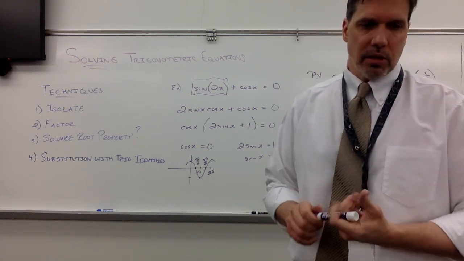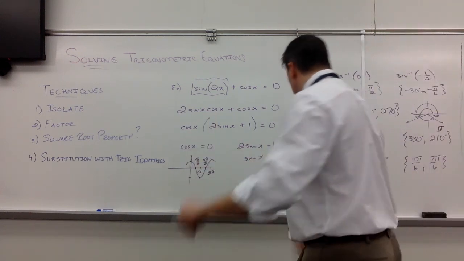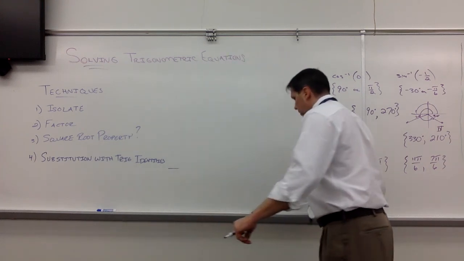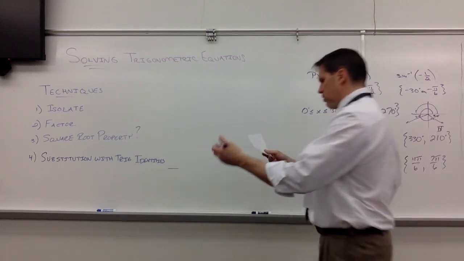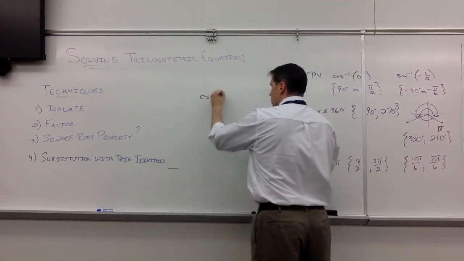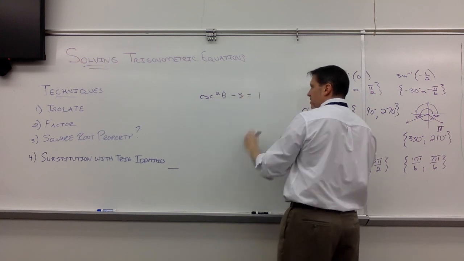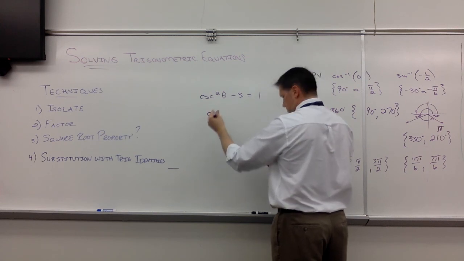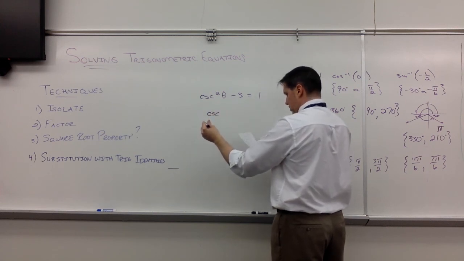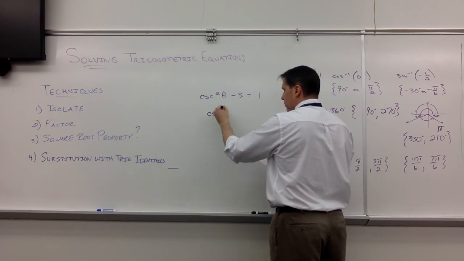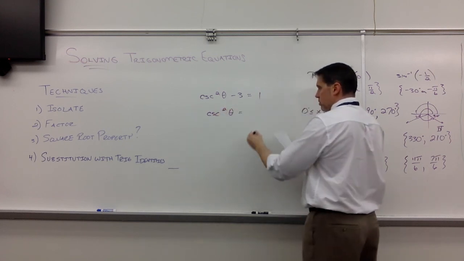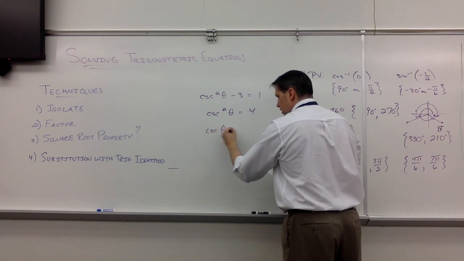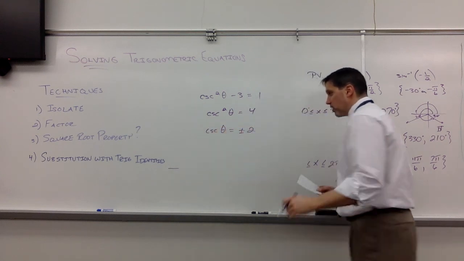How I would handle a cosecant, for example, let me just give a quick one, and then we got to end this thing quickly. For example, I have a cosecant squared theta minus 3 equals 1. Okay, first step, let's use the square root property. Cosecant squared theta equals 4. Square root, cosecant theta equals the square root of 4. Well, we go plus or minus 2.